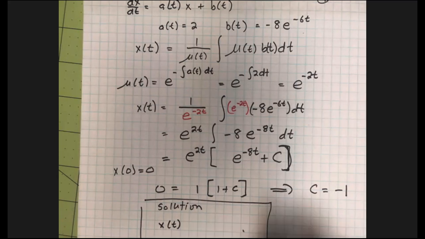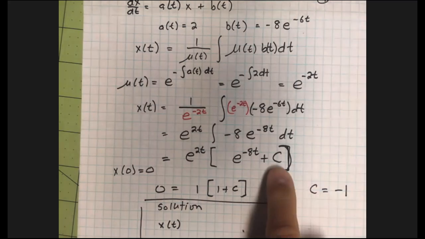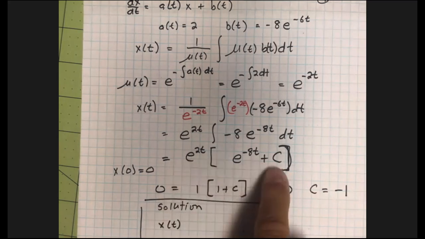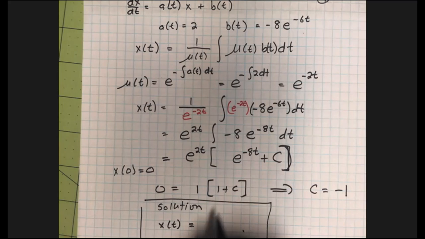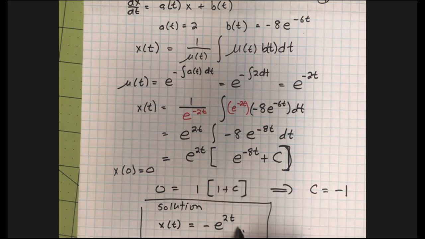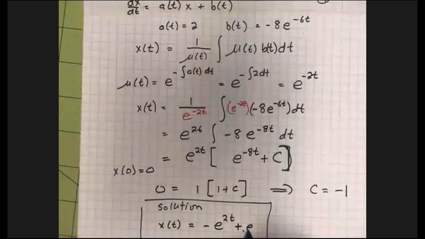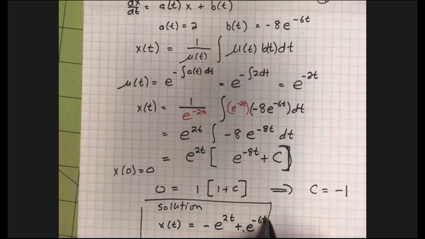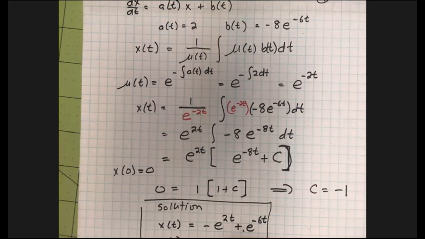X of t is c, put a c here. Now I might as well multiply this exponential in since it's relatively nice. So I have minus e to the 2t, minus 1 right there, and then plus 1 e to the minus 6t. My y of t, I already did at the very beginning, was e to the minus 3t.